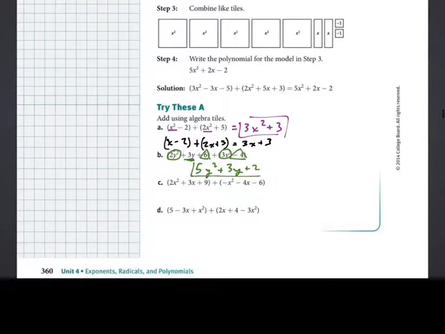Bam. Did our demonstrator get it right? Where's B at? B is right there. Let's see. They got 5y squared plus 3y plus 2. They got it right. Very nice. Okay, next one.